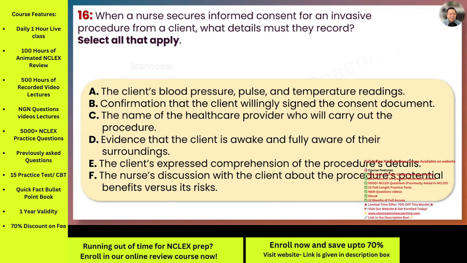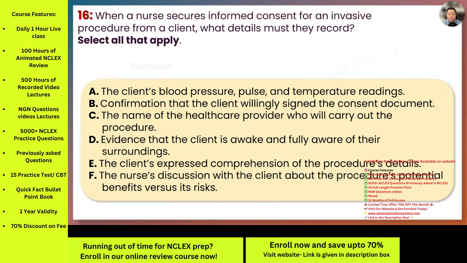D, evidence that the client is awake and fully aware of their surroundings. E, the client's expressed comprehension of the procedure's details. F, the nurse's discussion with the client about the procedure's potential benefits versus its risks. Now, this question is checking your understanding of what the nurse must document when securing informed consent for an invasive procedure. And you have to remember that your role is not to explain the procedure itself.